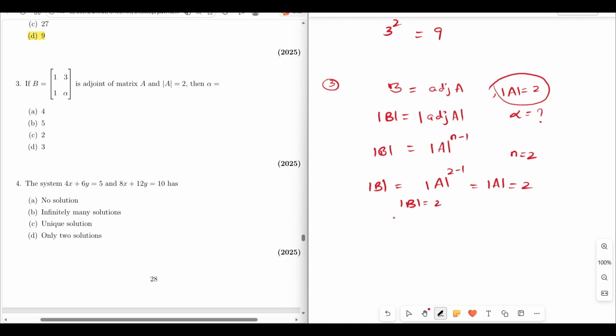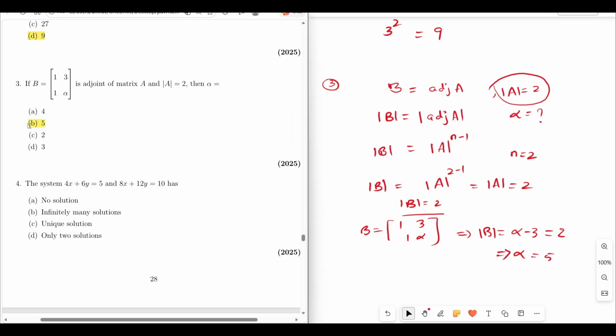Now what is the matrix B given in the question? Matrix B is 1, 3, 1, alpha. So this implies determinant of B is equal to alpha minus 3, which is equal to 2, because the answer for determinant of B is 2. So then what is the value of alpha? Alpha is equal to 5. So which is the right option? Option B is the correct answer.